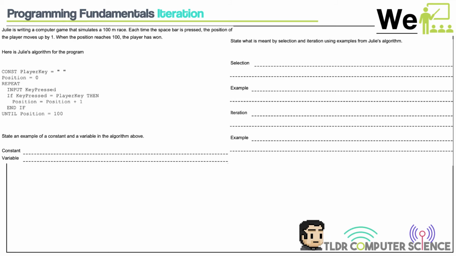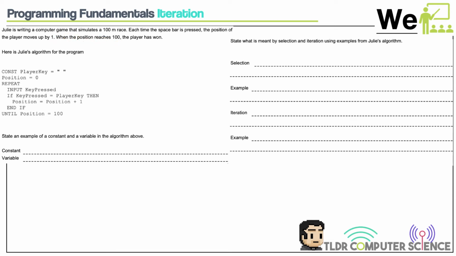We're now looking at iteration again, but linking back to our knowledge we talked about previously around variables and constants. Julie is writing a computer game that simulates a 100-meter race. Each time the spacebar is pressed, the position of the player moves up by 1. When the position reaches 100, the player has won.